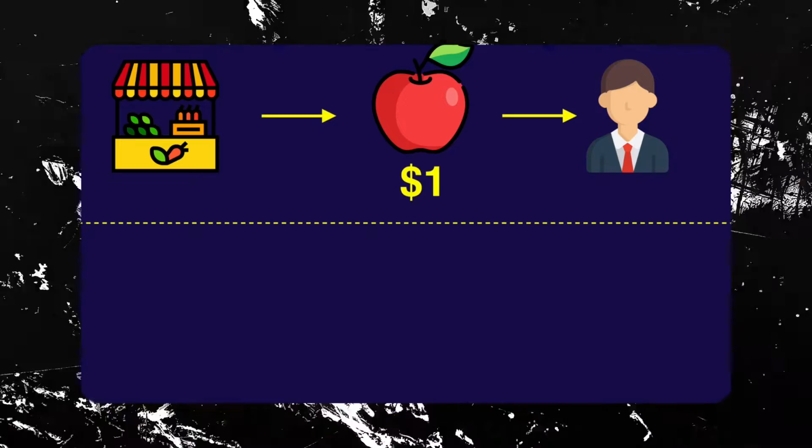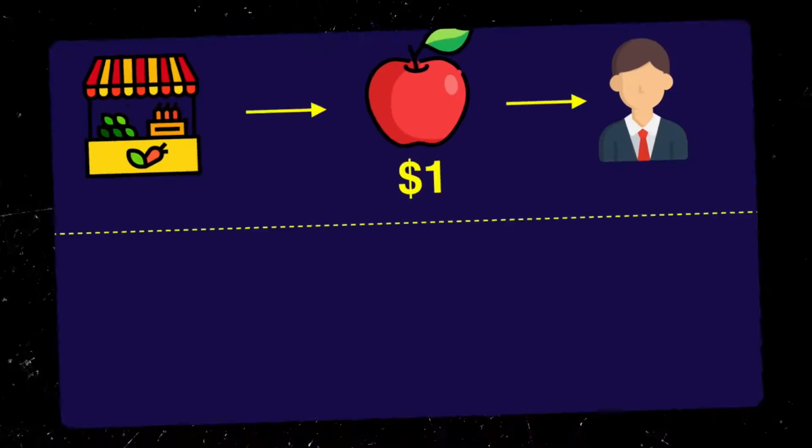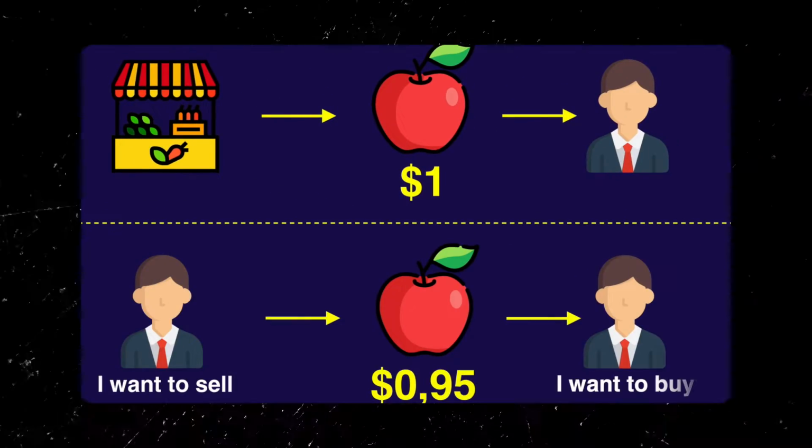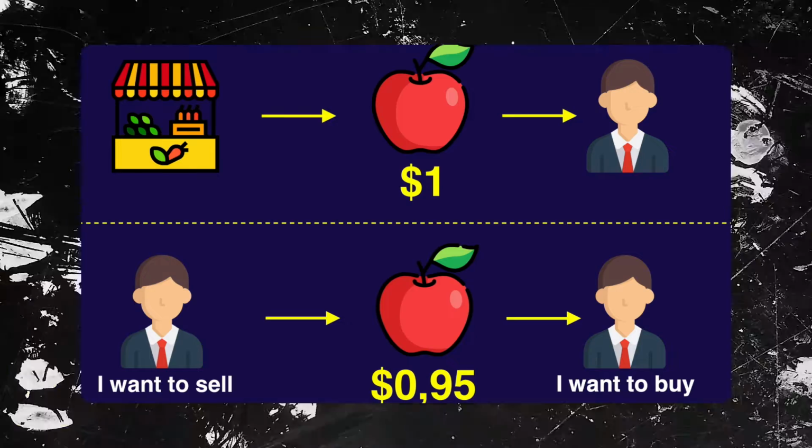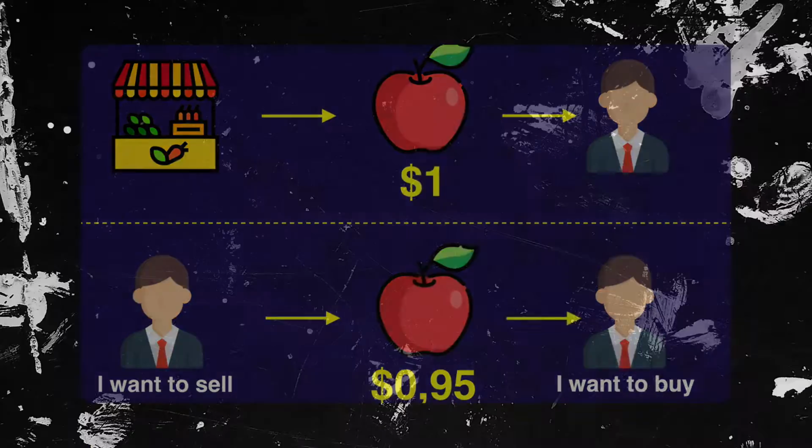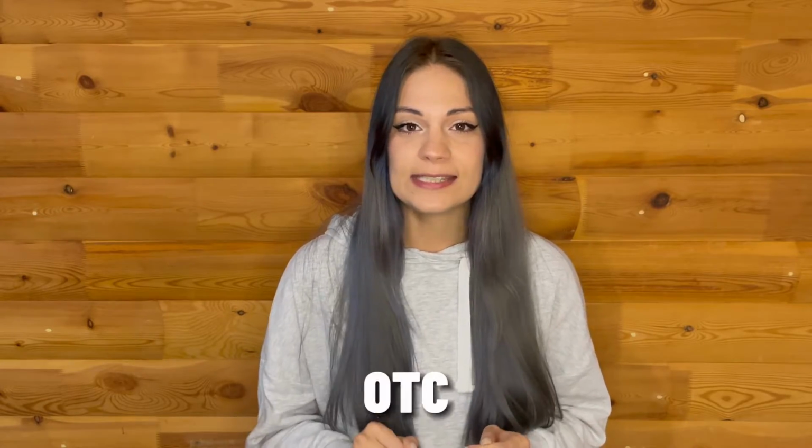I'm going to make it simpler for you with an example. You can buy an apple at the grocery store for, for example, $1. And this is its market price. In this case, the store acts as an exchange. Or you can buy an apple from your friend for a price that suits both of you. For example, it's going to be 95 cents. And this will be the OTC price of an apple. Thus, OTC is not the real price of an asset, but one artificially created by market participants.